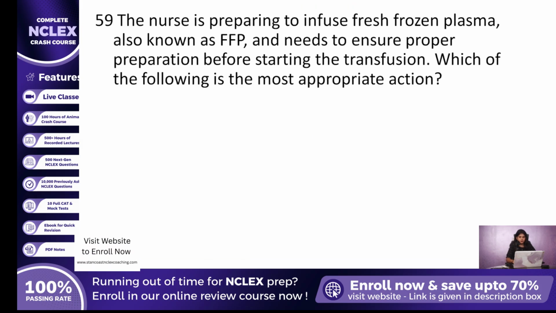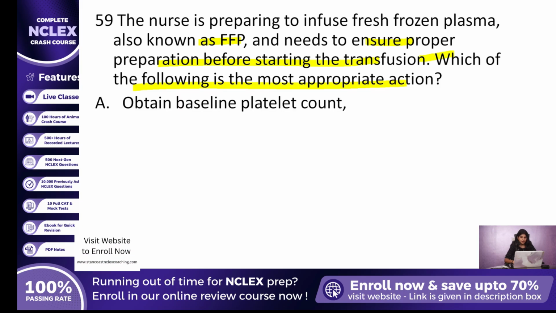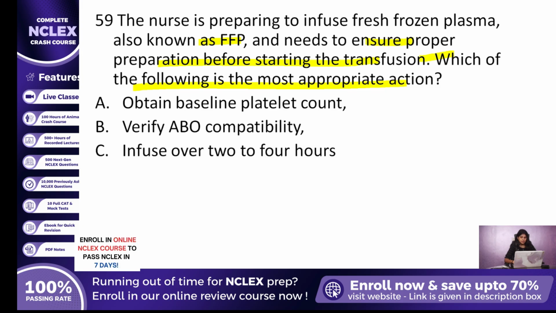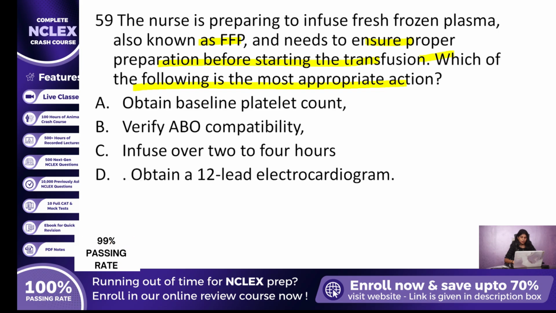Question 59 focuses on transfusion safety measures prior to administering fresh frozen plasma. The nurse is preparing to infuse fresh frozen plasma, also known as FFP, and needs to ensure proper preparation before starting the transfusion. Which of the following is the most appropriate action? Here are the options. A. Obtain baseline platelet count. B. Verify ABO compatibility. C. Infuse over 2 to 4 hours. Or D. Obtain a 12-lead electrocardiogram. The correct answer is option B, verify ABO compatibility.